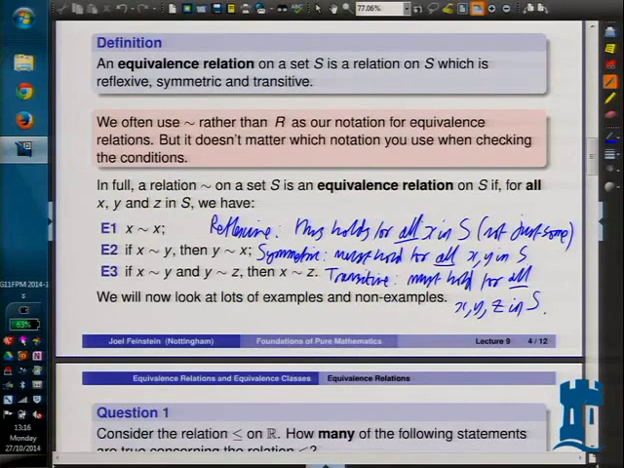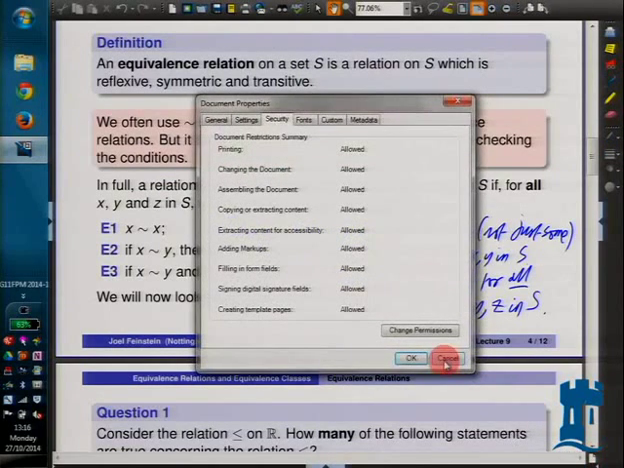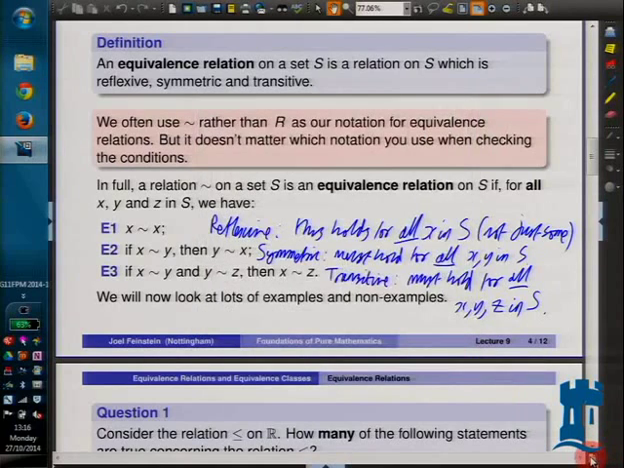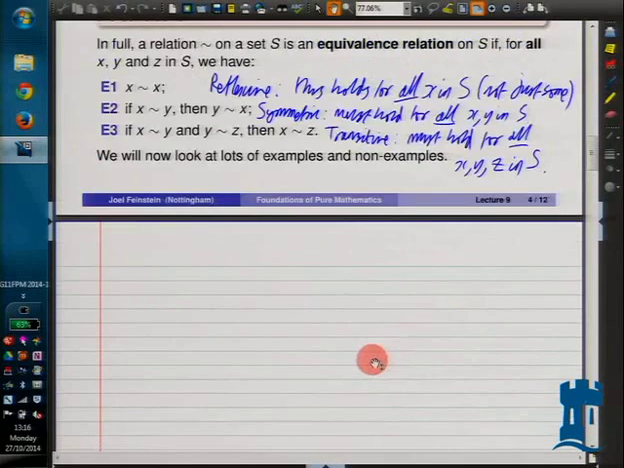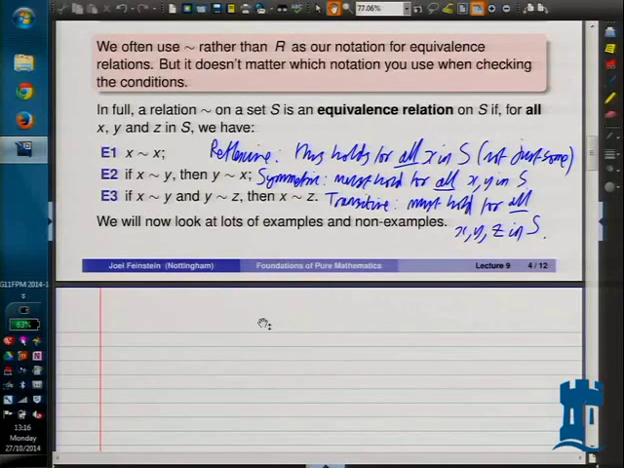I don't think I've done very much with these quantifiers, so I'm just going to have a quick aside on quantifiers here. So let me just have an extra page. Thank you. So an aside on for all and there exists.